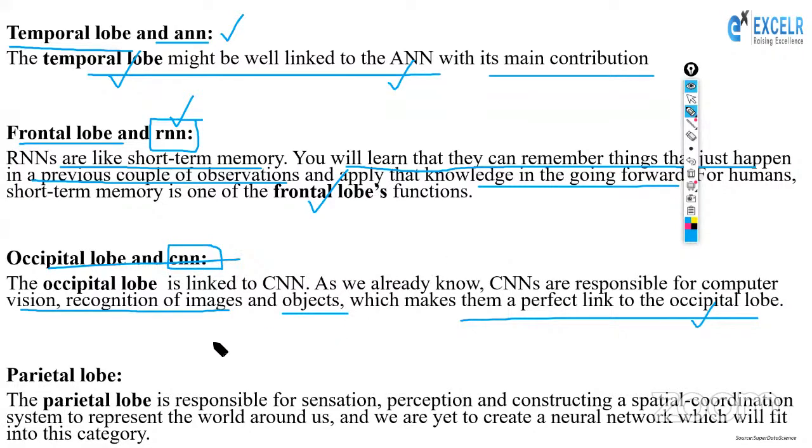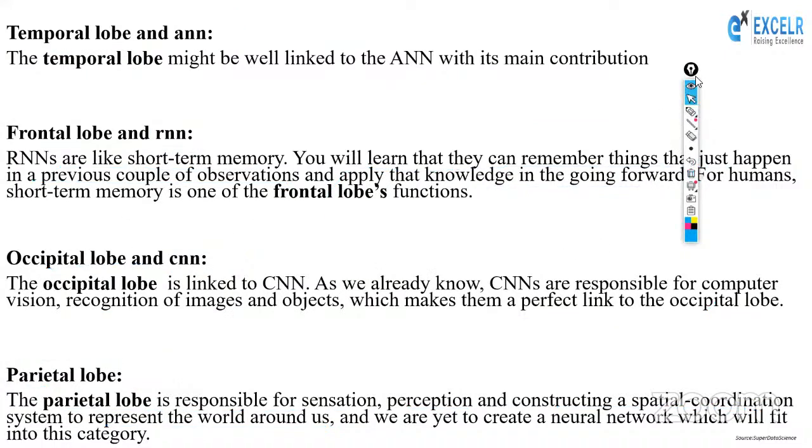And then, as I told you, the fourth and the last lobe, or this particular area, is under exploration. The parietal lobe is responsible for sensations, perceptions, and constructing a spatial coordination system to represent the world around us. Till date, we don't have any neural network architecture which can replicate these functionalities. So this particular area is under exploration, right? In that way, you can link the neural network architectures with our brain's functionality.